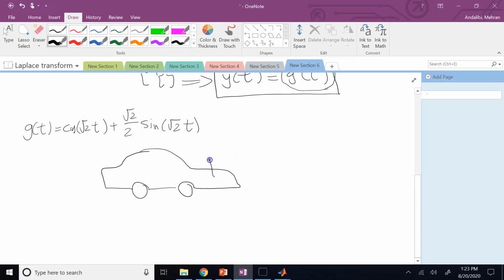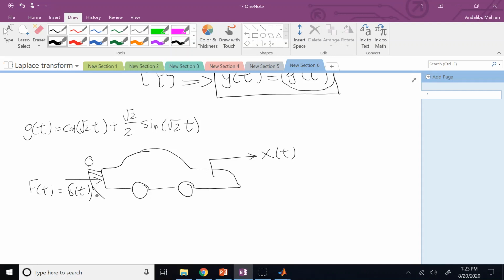It means the position of this object, if you call it x of t, is the output, and the input to the system is a force F of t. If you make this F of t to be delta t, what does it mean? It means somebody comes here and gives it a sudden push, not a continuous push, just a shock. So you basically hit it, give it a sudden shock and then pull back your hands, right? Just a shock. How would the position of this car look?